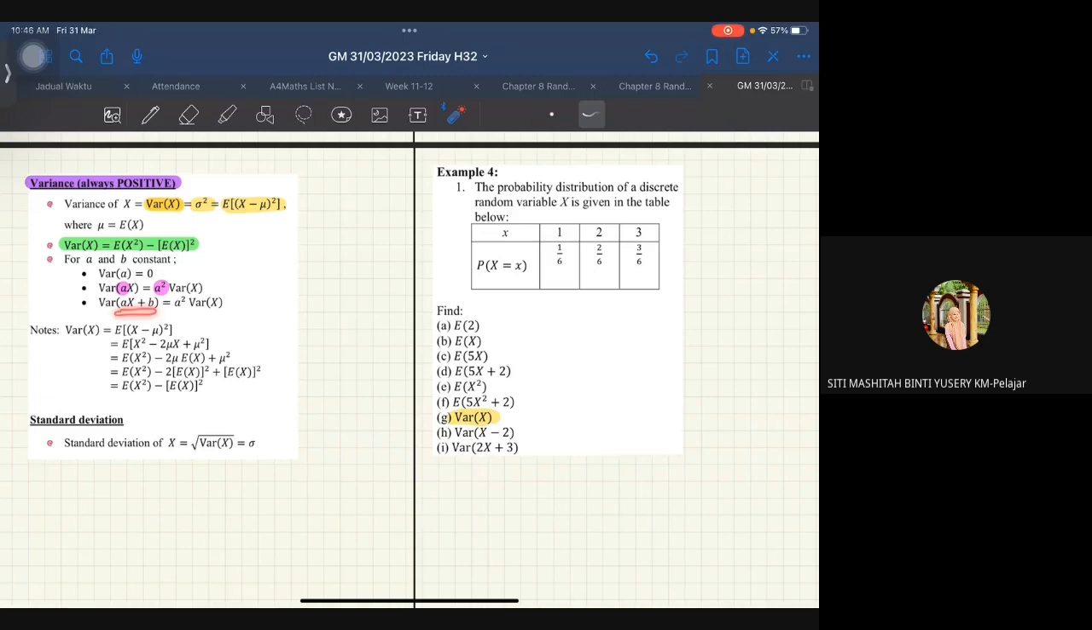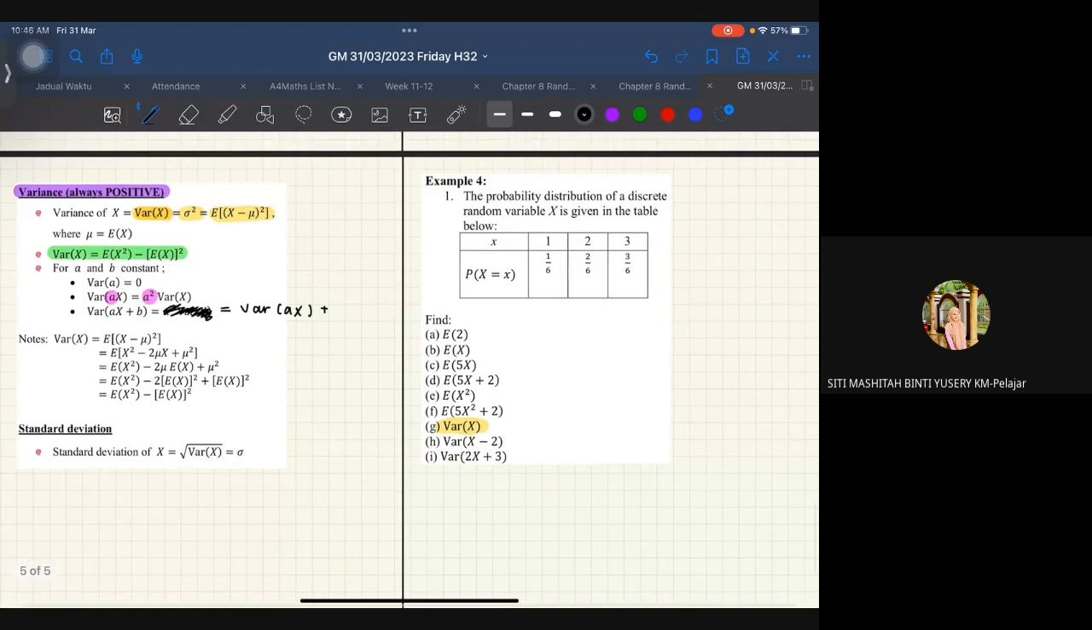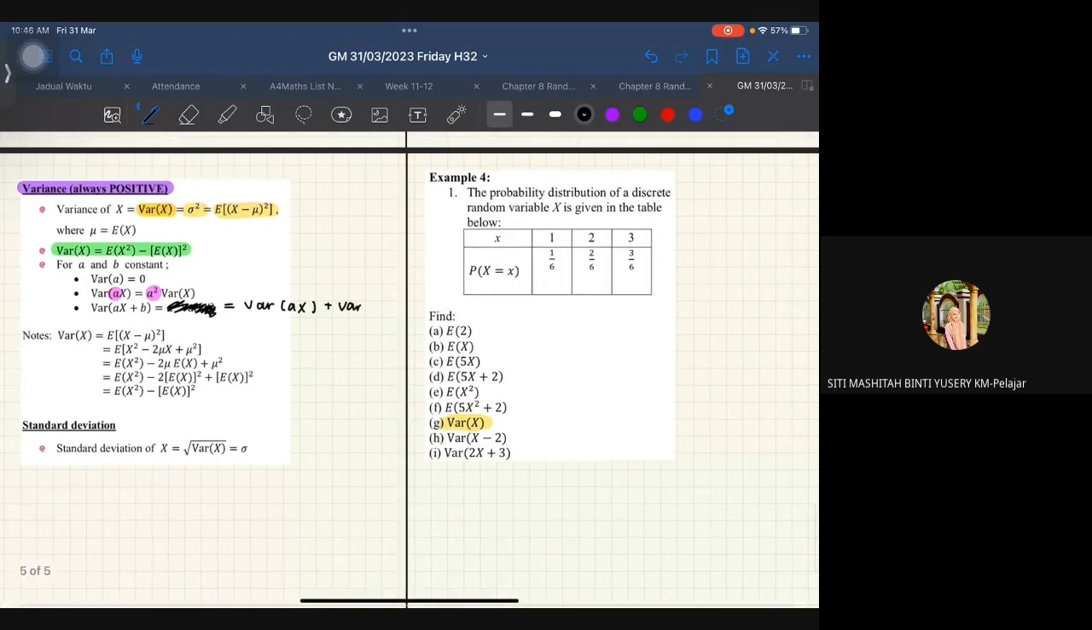Okay, so kita akan buka dulu dia punya bracket. So saya tulis satu-satu dekat sini. Ini padam dulu. Okay, so we are going to open the bracket first. So awak akan dapat var AX, like this and then plus with var B. Macam ni.